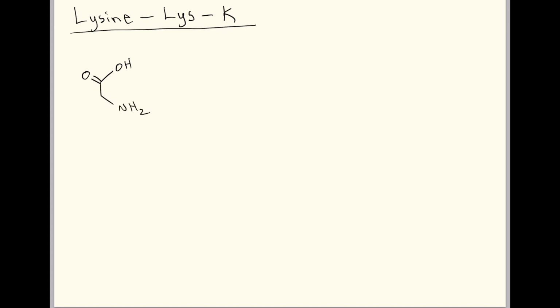Now let's go to the next and the third last positive charge of this section of the video, and we're going to go over lysine. The 3-letter code is LYS, and the 1-letter code is K. The way it's drawn, double bond O, your alcohol, amino group. Now, the way I draw lysine is 4 carbons.